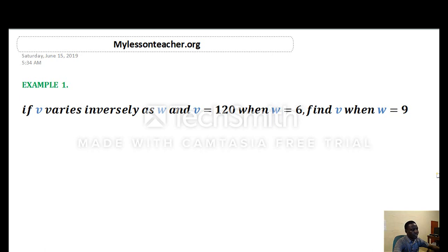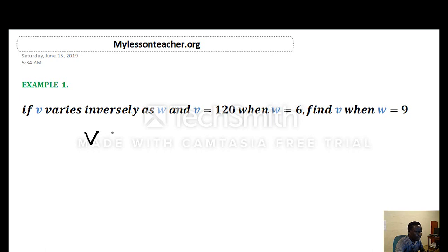If v varies inversely as w and v is equal to 120 when w is equal to 6, we are to find v when w is equal to 9. First and foremost, we are going to express such relationship in variation. Thereafter, we express it as an equation and simplify. So, if v varies inversely as w, how do we write that in variation?